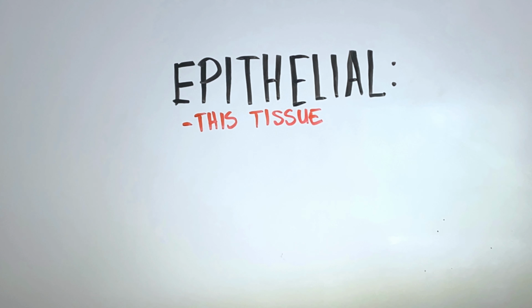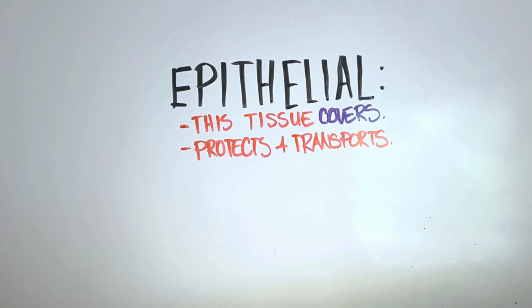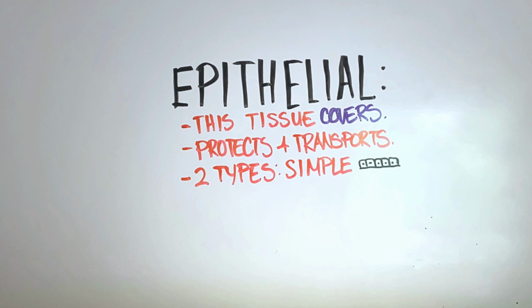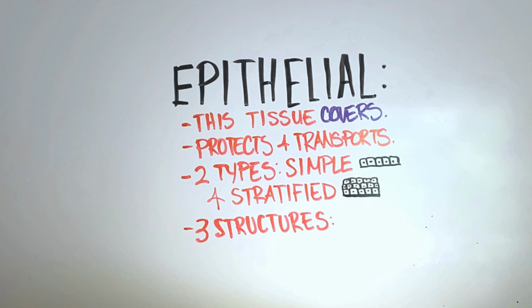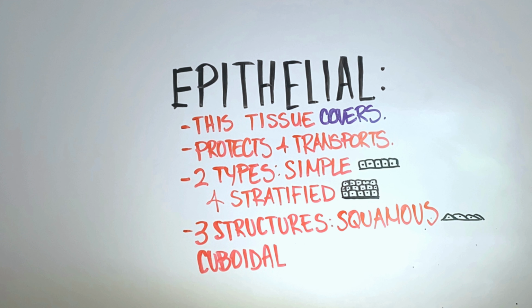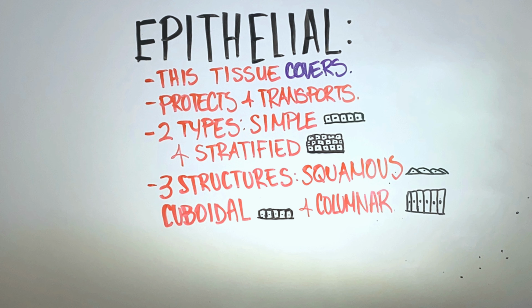First up is epithelial. This tissue covers. It protects and transports. There are two types, simple and stratified. There are three structures, squamous, cuboidal, and columnar.